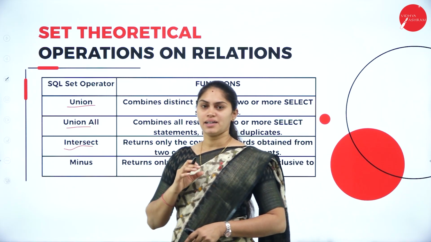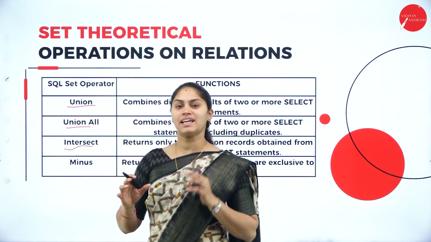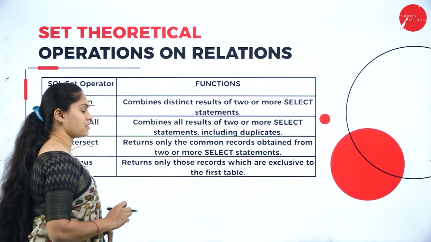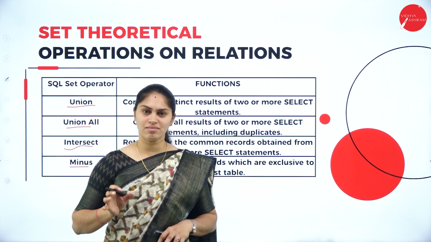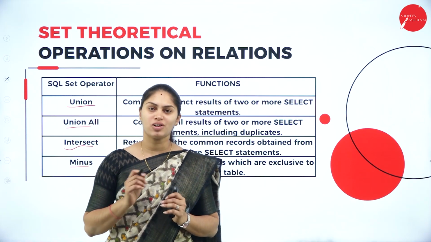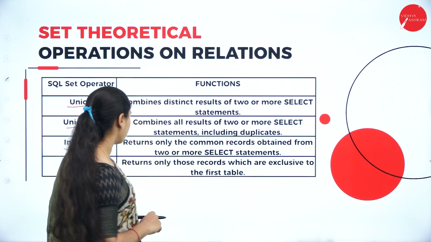The data are tuples which are common in both the relations. Then we say that as intersect. Then what is minus? This is like except, which is there in the first relation but not in the second relation, and there in the second relation but not in the first relation. For that we have this minus.